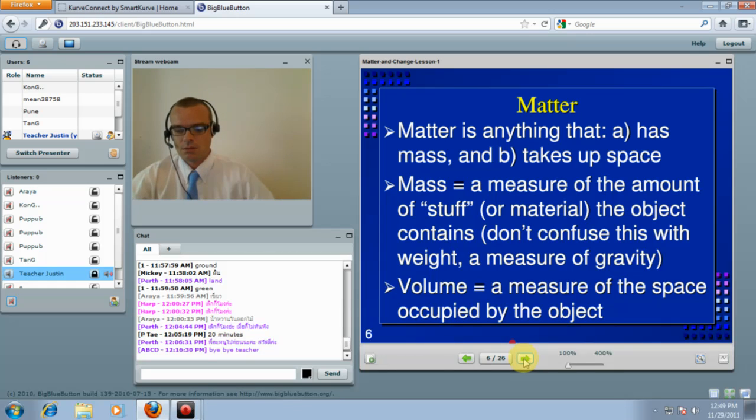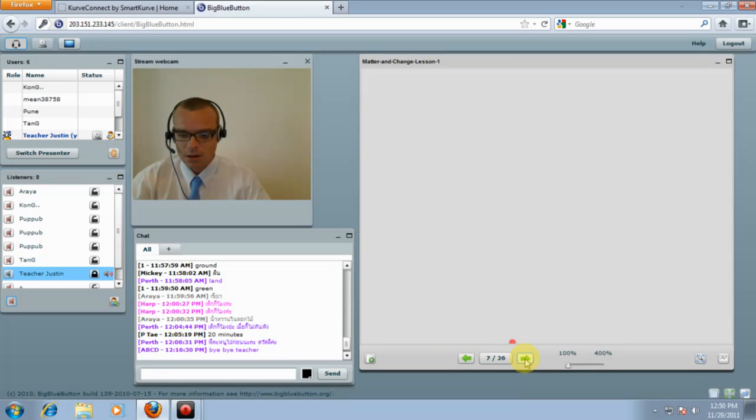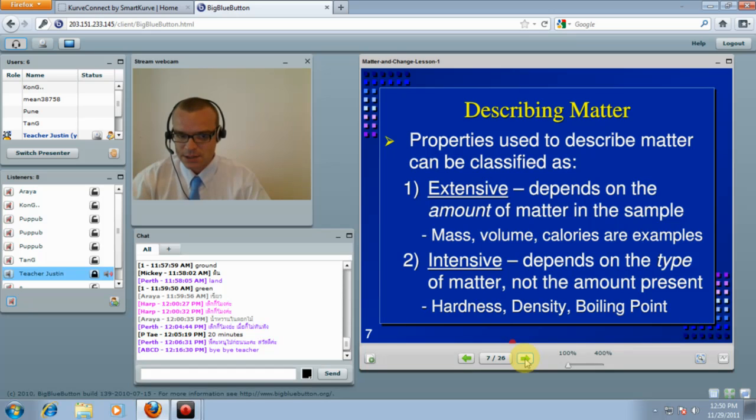Now, describing matter. Properties used to describe matter can be classified as extensive, which depends on the amount of matter in the sample: mass, volume, calories. I gave you an example of the volume. The mass, the calories is the amount of energy in a food, for example.